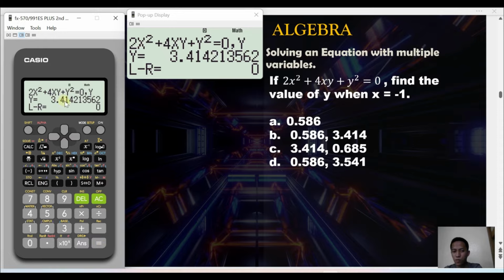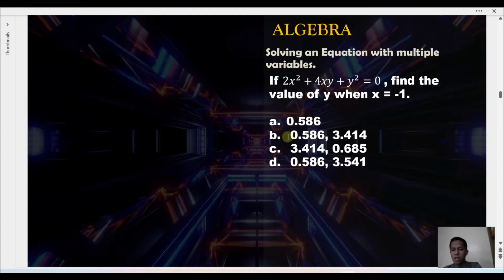So that is 3.414. Okay, pag nag-shift solve tayo guys, maglalagay tayo ng limit kung ano yung kukunin niyang answer, kung saan siya pinakamalapit. Okay? So for us to get the other values. So we have here 3.414. So that is letter B.